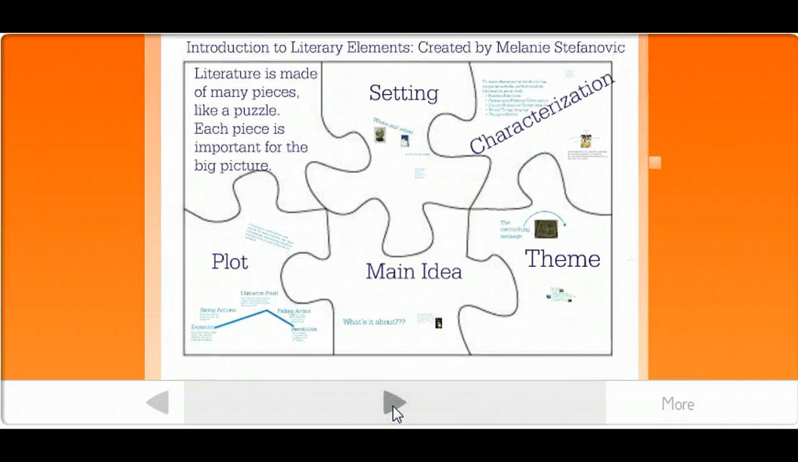So that was a quick introduction to the literary elements. Make sure that you have taken 2-column notes and you have summarized quickly what you've learned today.